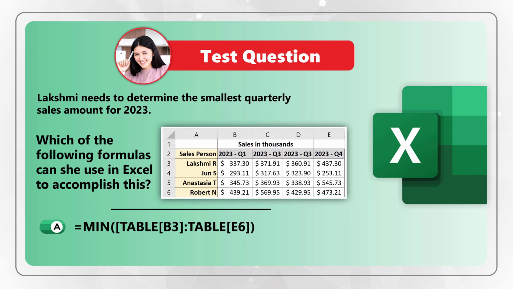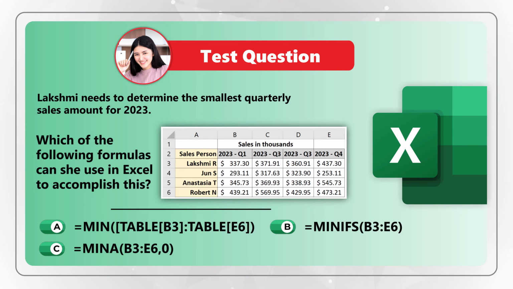Choice A, formula MIN, and then you have values in parentheses, B3 through E6. Choice B, MINIFS, and then values in parentheses B3 through E6. Choice C, MINA, B3 through E6 in parentheses, and last but not least, choice D, MIN B3 through E6. Take a close look, maybe pause this video to see if you can come up with the solution.